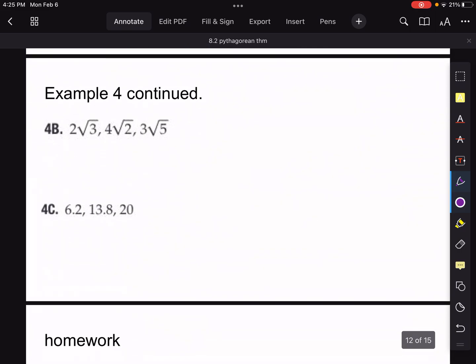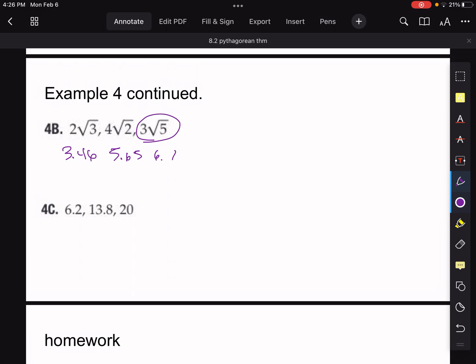All right, so example 4b and c here, these numbers just get a little bit crazier, I guess. If you're struggling to see which one of these is the greatest, you can convert these to decimal. So you just use your calculator, and you could take the root of 3 and multiply that by 2, and you get 3.46. If you took the root of 2 and multiplied that by 4, you get 5.65. And if you took the root of 5 and multiplied that by 3, you get 6.7 something. Okay, so this is the c value. The reason I did that is just to see which one's the greatest.